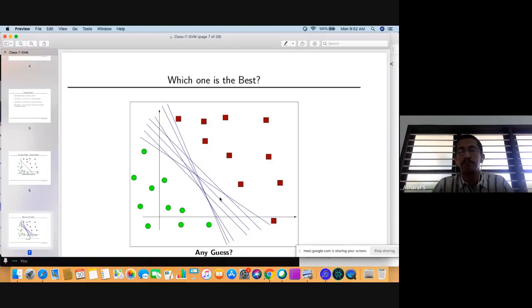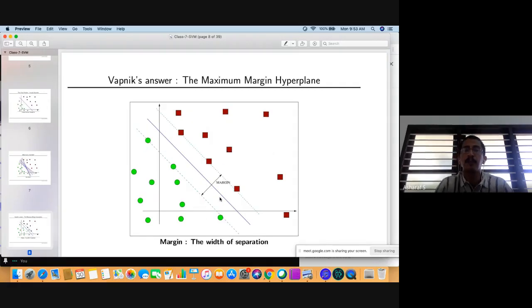The natural question that the SVM asked is, given a context like this, with points belonging to two classes which are linearly separable, there can be an infinite number of hyperplanes which will linearly separate the two classes. Which one is the best? And this very specific problem of which is the best hyperplane was solved by support vector machines by posing this problem as an optimization problem. Let's see how it happens.